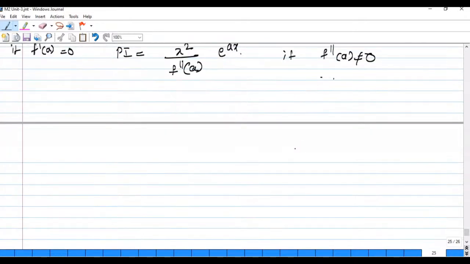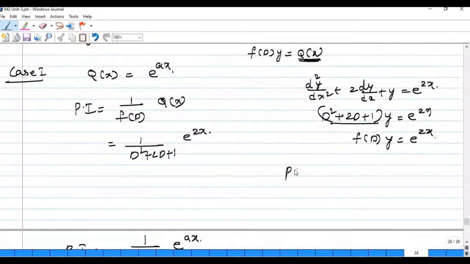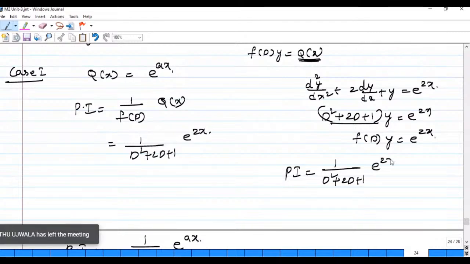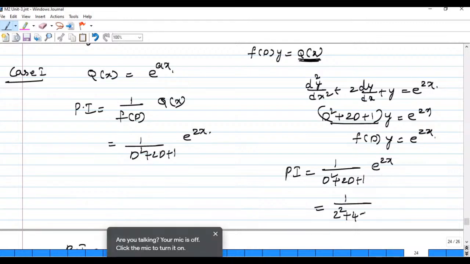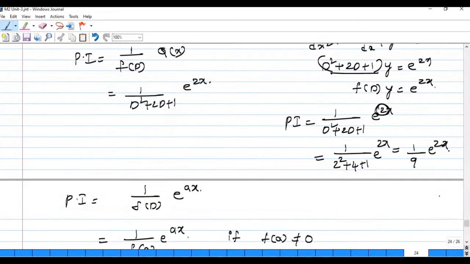This is the procedure. Suppose for this example, what is the particular integral? P.I. is equal to 1 by D square plus 2D plus 1 into e power 2x. Substitute D equal to a, where a is 2. So that is 1 by 4 plus 4 plus 1, which is 1 by 9, into e power 2x. That is the particular integral.